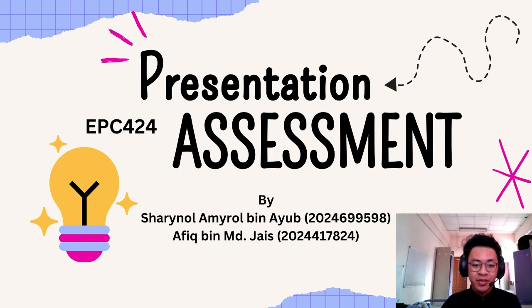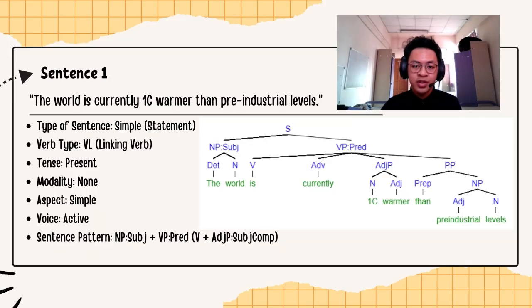2024 699 598, and together with my partner, Afiq bin Mohammad Jais, today in this video, we will be presenting our EPC424 pair assignment, which is basically us finding an article from the UK or US, and from that article, find two sentences, one for each of us, and turn it into a tree diagram and explain it further from there. So, as you can see on the screen, my chosen sentence from that article is: the world is currently 1 degree Celsius warmer than pre-industrial levels.